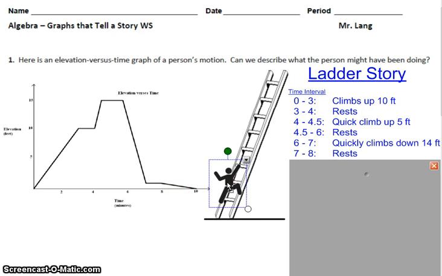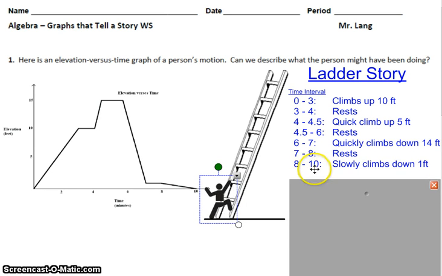So it's kind of like they're going very, very slowly. Who knows what they're doing? And so that would be from minutes 8 to 10. They slowly climb down a foot. And that's the end of the story. They get down to the ground. I know that's not an incredibly interesting story, but this graph does tell that story. Or at least it could.